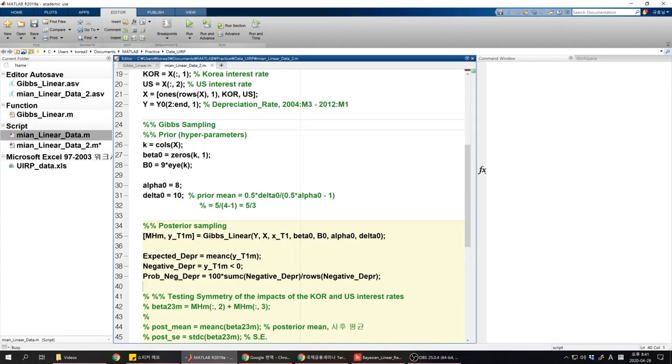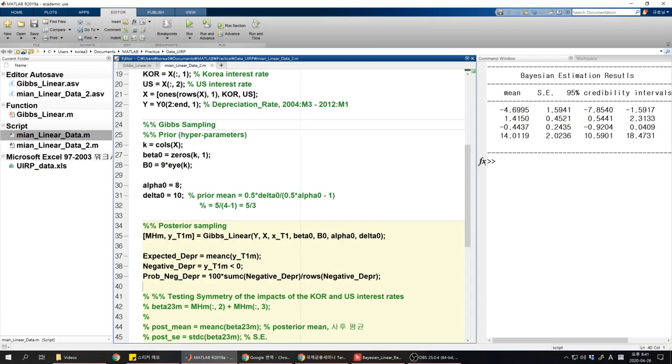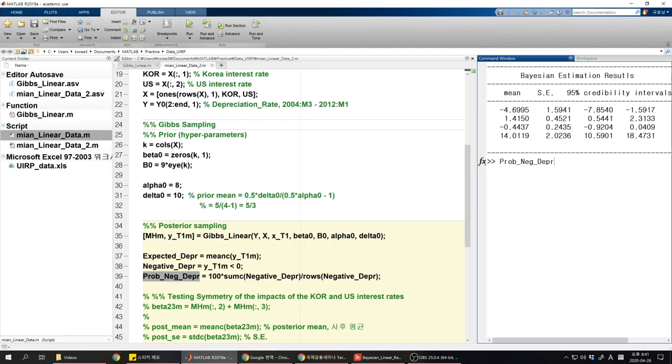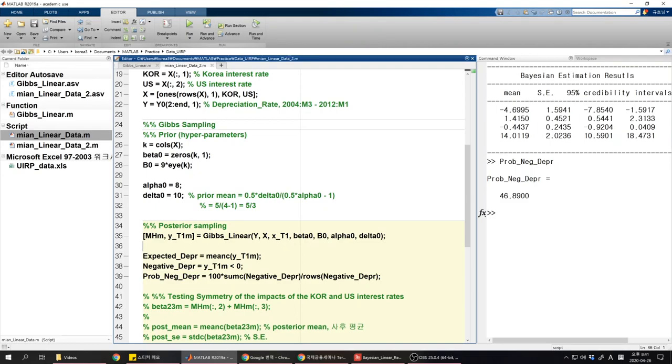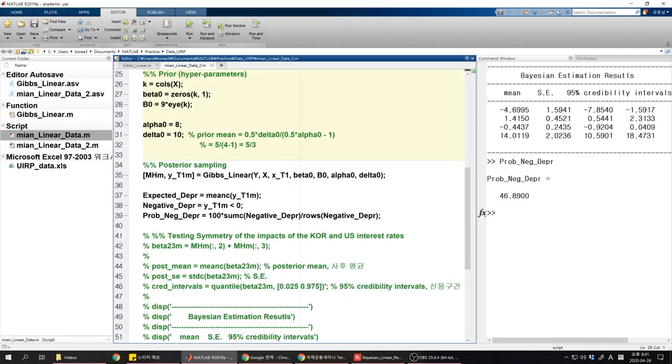Let me run this. What's the value of this one? Here we go, 46.98%. So this is less than 50%. So the probability of a positive depreciation rate is bigger than that of a negative depreciation rate. Right, so please try this.